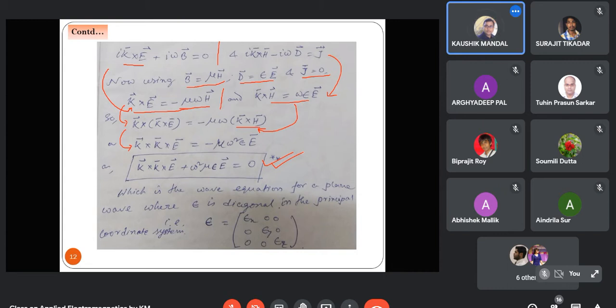This is the wave equation in anisotropic materials, where the dielectric constant is considered diagonal in the principal coordinate system, that is epsilon equal to epsilon x, epsilon y, epsilon z only. All the off-diagonal elements are 0.